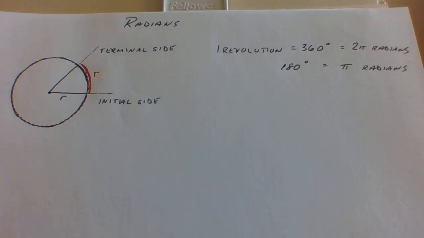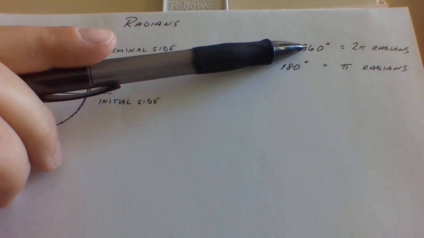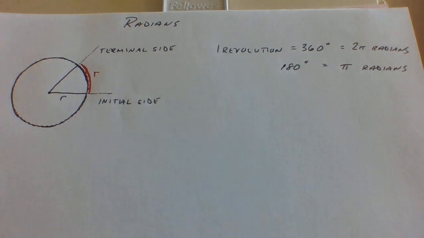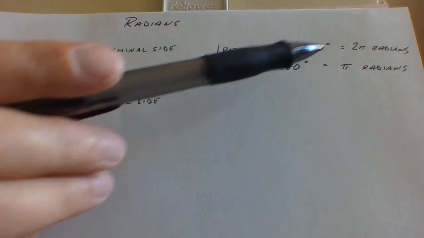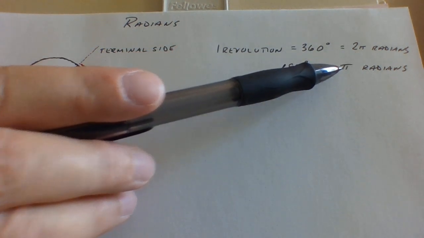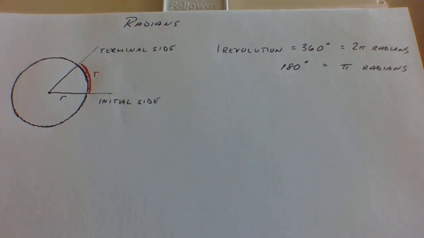What if I didn't want a full circle? What if I just wanted half a circle? Well, obviously I could cut this in half, and that's going to give me 180 degrees. If I do the same thing with my radians and cut it in half, half of 2 pi is just going to be pi radians.